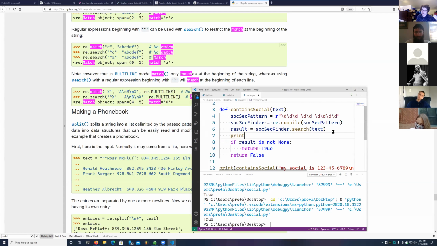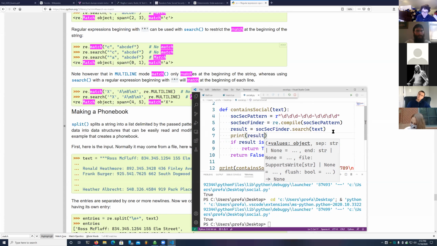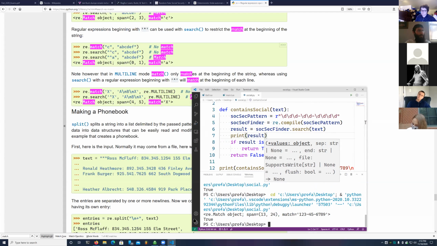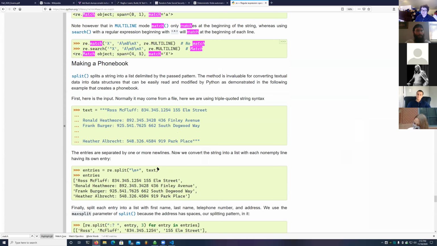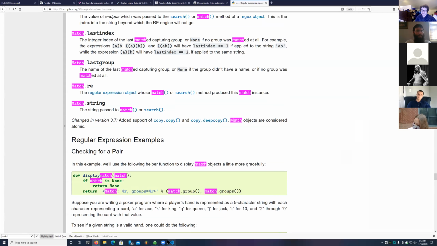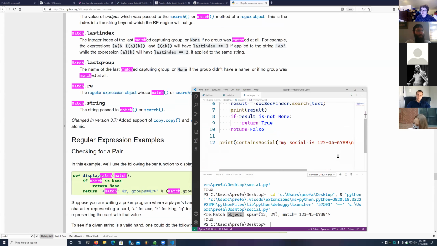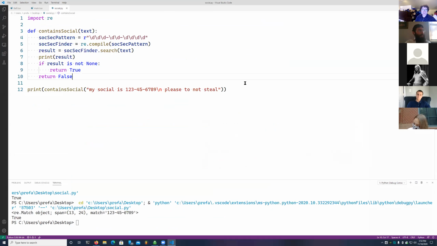Now, if we print out the result, it returns what we call a match object, which does stuff for me, which is pretty good. Now, in terms of how this helps us, there's a couple of things. Let's see what we can do with this in a bit more detail.